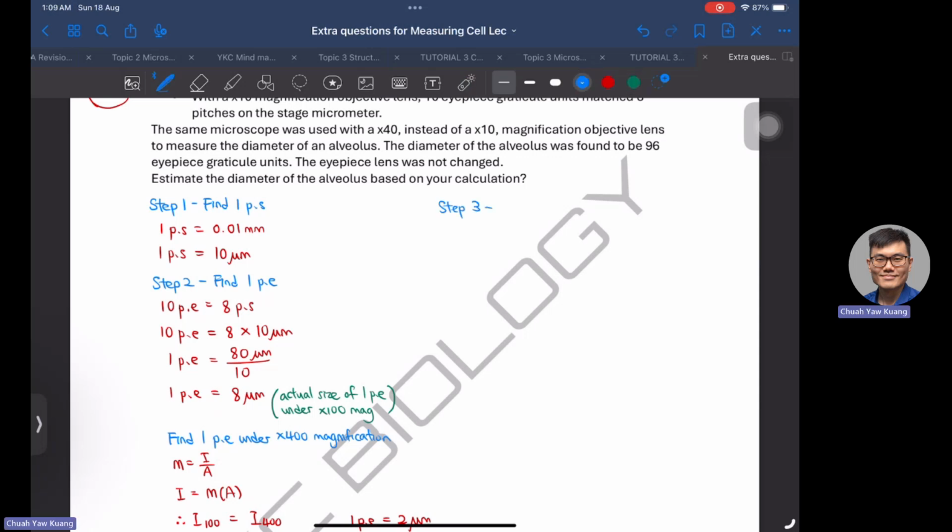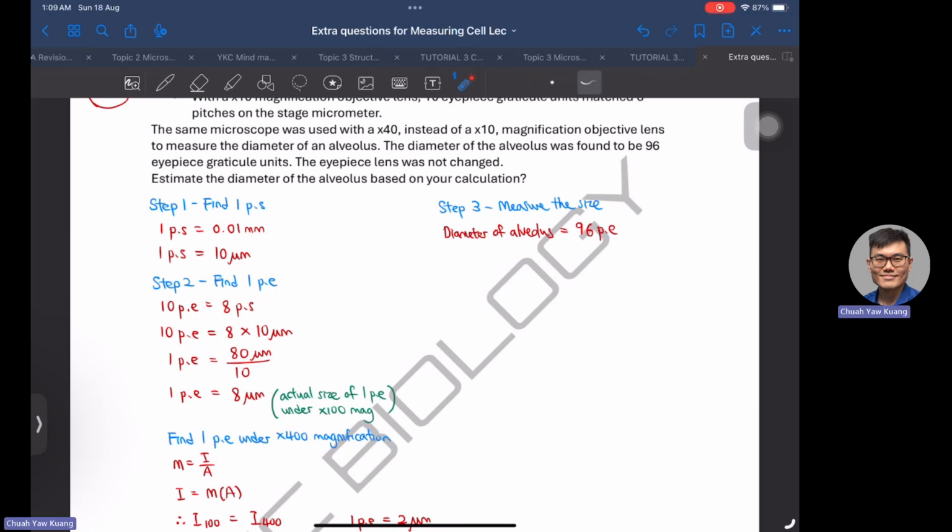Step number 3 is when we measure the size. So to measure the size, we need to know how many pitch on the IP2 that is. It states that the diameter of the alveolus is found to be 96 IP2 units. So that means that the diameter of the alveolus is actually 96 pitch on the IP2.